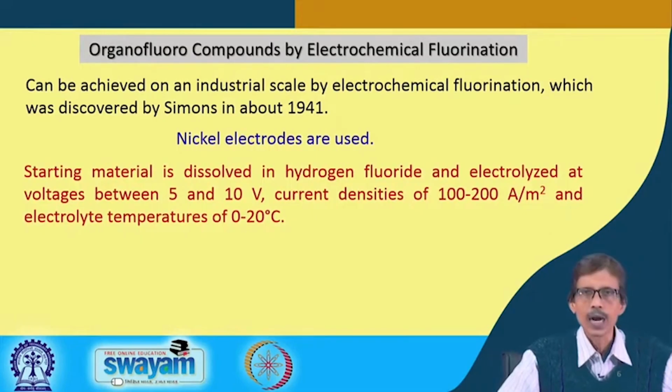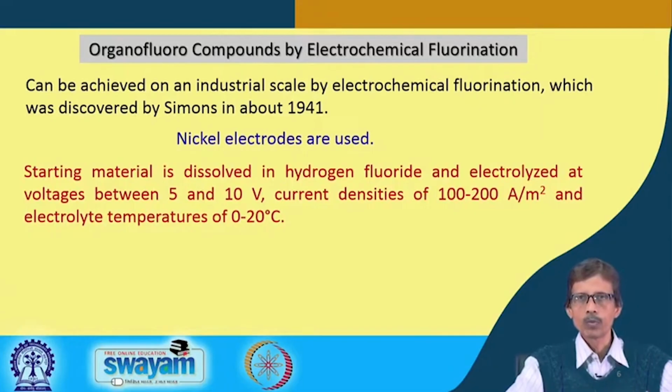When you have the starting material, what is the starting material? The starting material is nothing but your substrate, what you are taking for fluorination. That means an organic molecule where we intend to substitute some of the CH functions by CF functions. It is dissolved in anhydrous hydrofluoric acid. You need some medium, because in that medium you can go for the electrolysis.